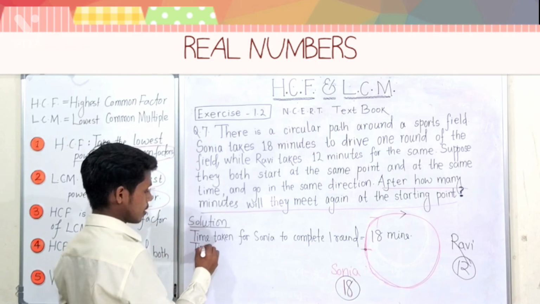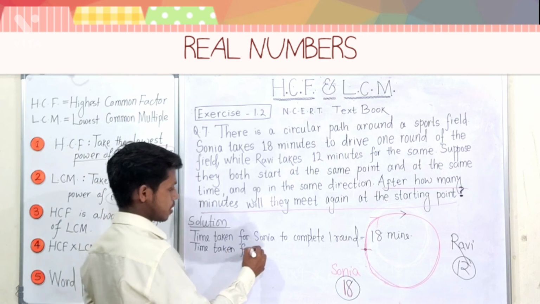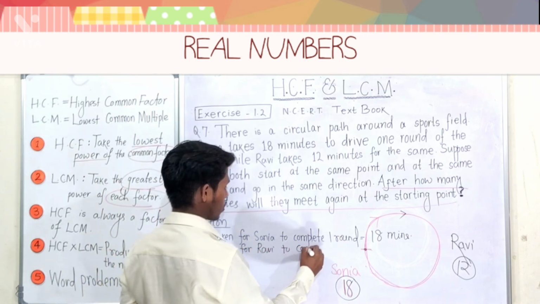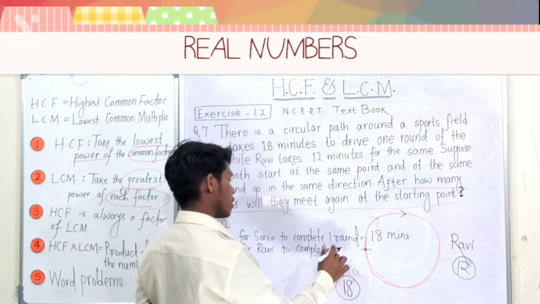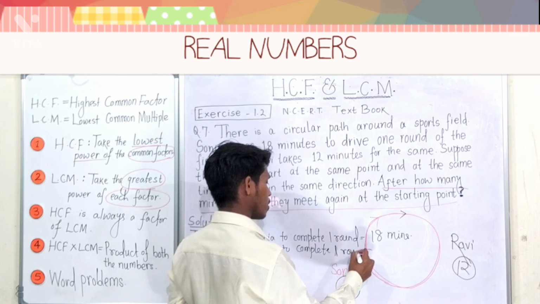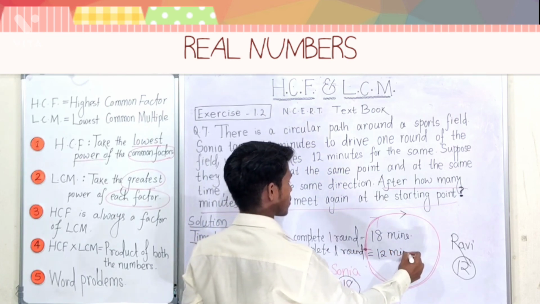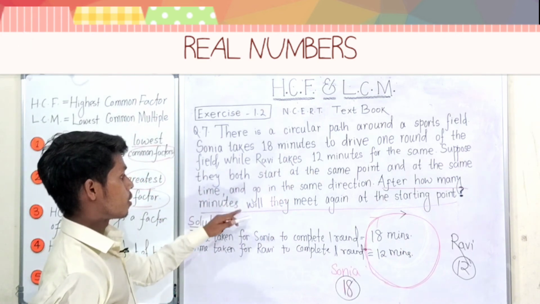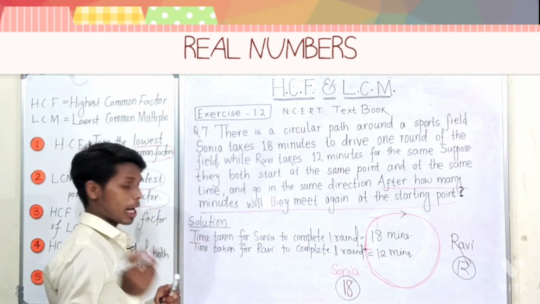Time taken for Ravi to complete one round is 12 minutes. Okay, next you have to find the LCM. So let's find the LCM by the prime factorization method.